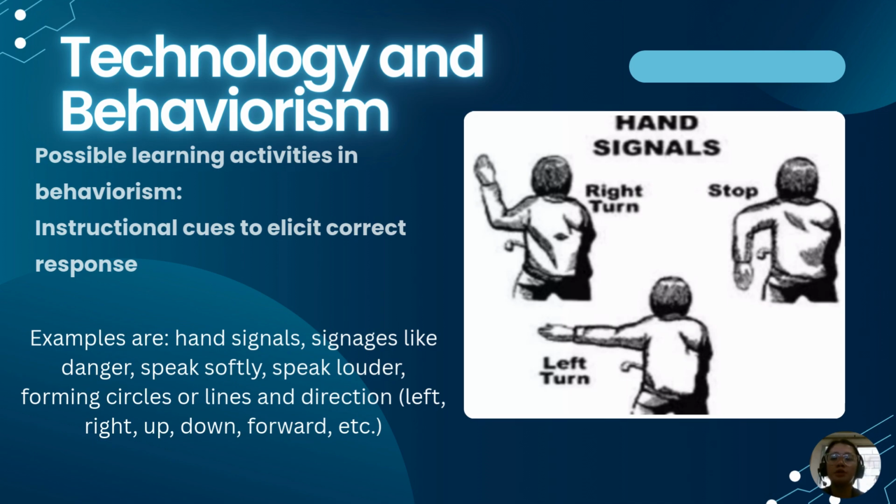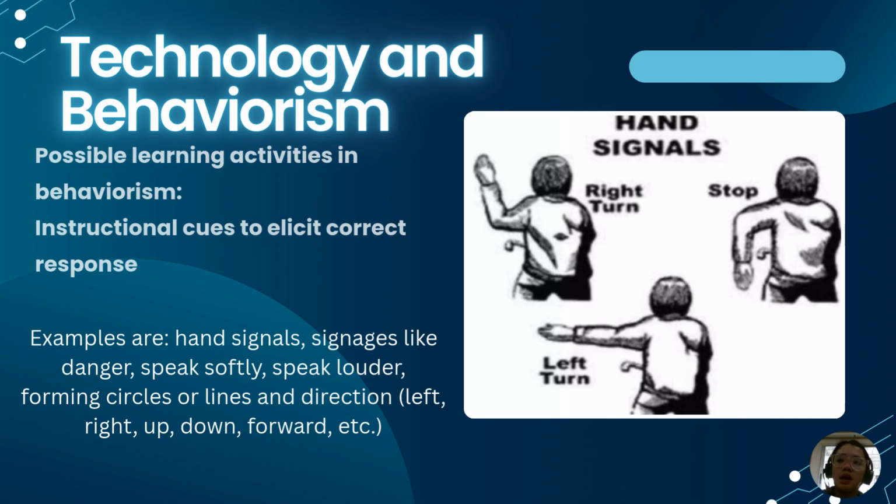Here, we have the possible learning activities in behaviorism. One is the instructional cues to elicit correct response. Instructional cues are signals that tell students what behavior is expected. These cues guide the learners to produce the right responses. For example, a hand signal which means to quiet down, sit down, or stop. How about posted signs like speak softly or a danger sign? Also, we have clear directions such as move left, form a line, circle up.